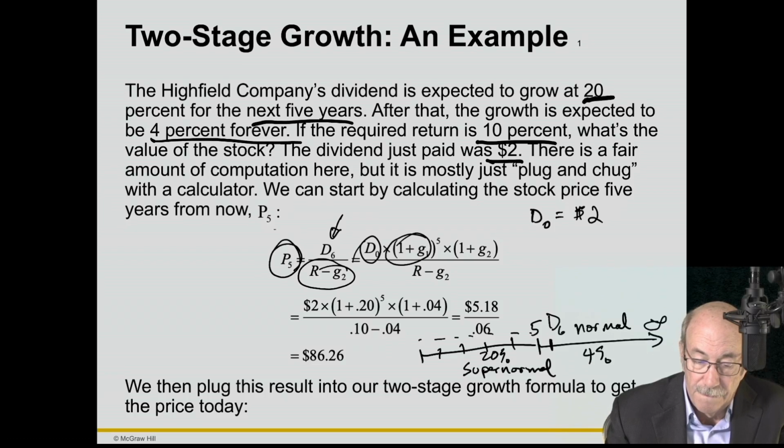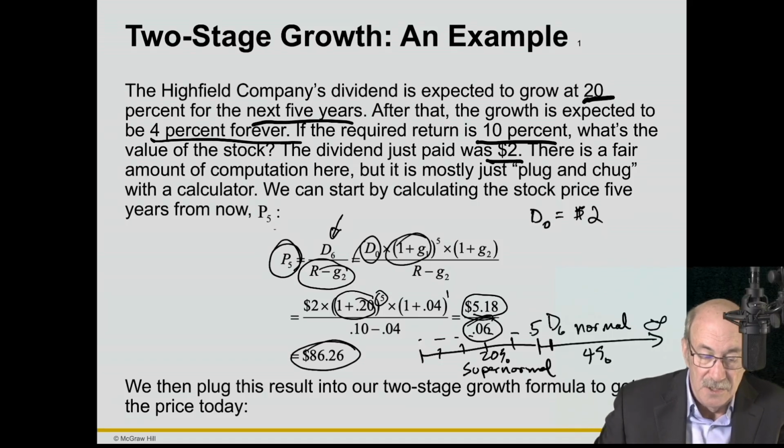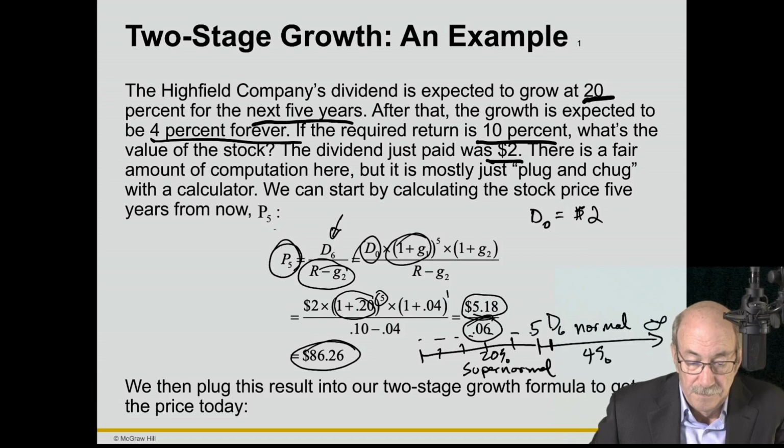So here is 1.2 raised to the 5th, and 1.04 raised to the first. And when we do that calculation, we find that our dividend at D6 is actually $5.18. And then we divide it by 0.06, and we get that P5 is $86.26. And that would be P5.